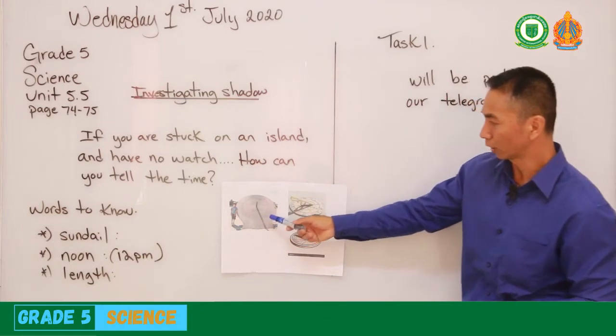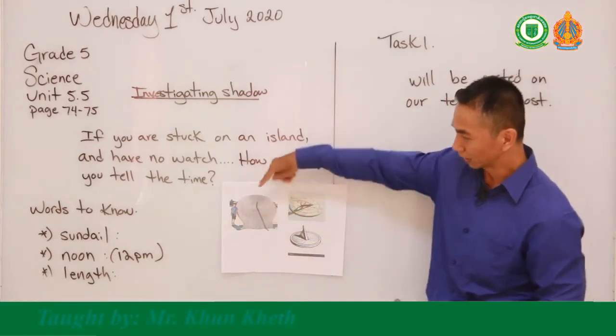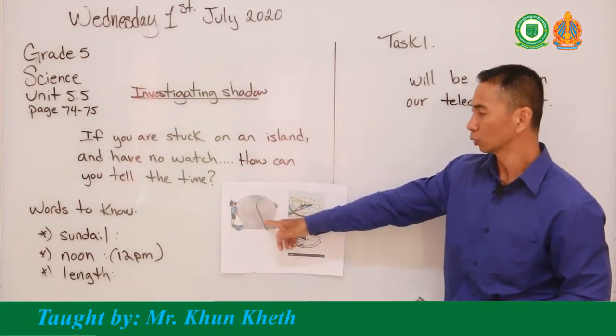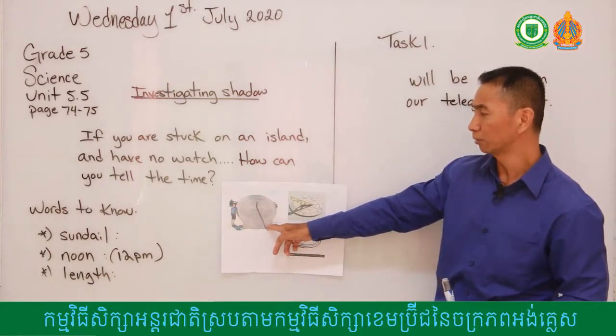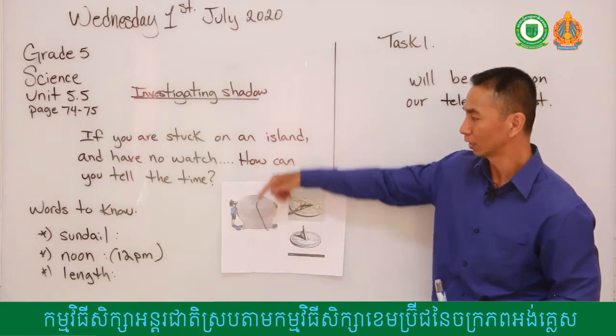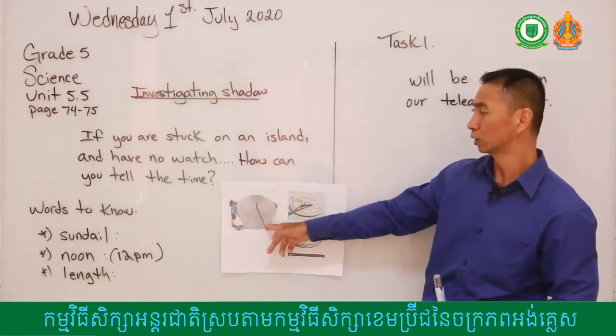For example here, as you see, the shadow is long towards the bottom. So it is maybe around 5 to 6 o'clock in the evening, because the shadow is casting long towards the bottom of the page.